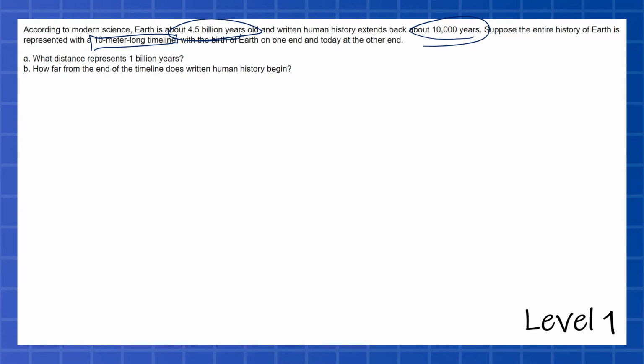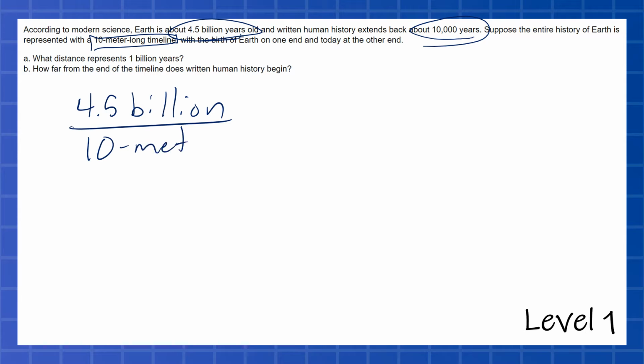So the entire history is 10 billion. So I would say 4.5 billion. That's 10 meters. And the follow-up question is, well, what is 1 billion years? It's not 1 billion meters. It's going to be less than 10 meters.